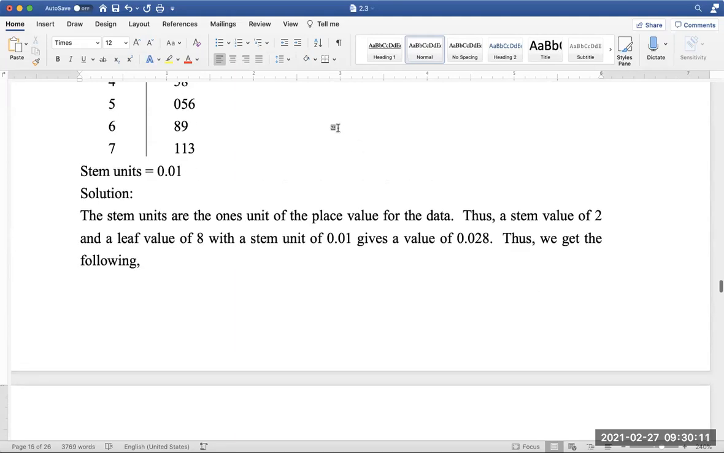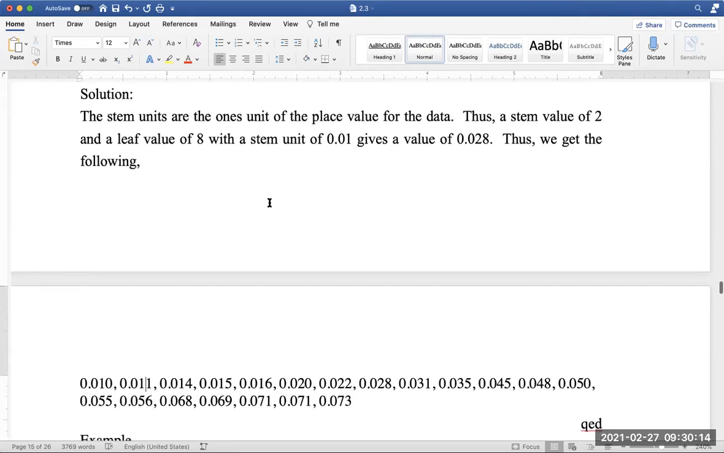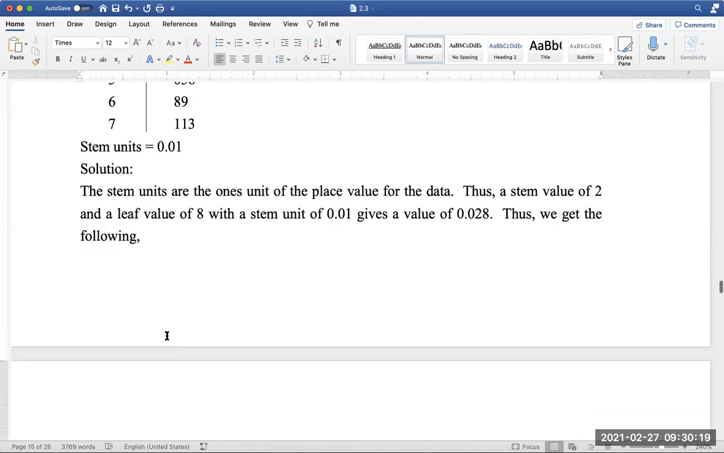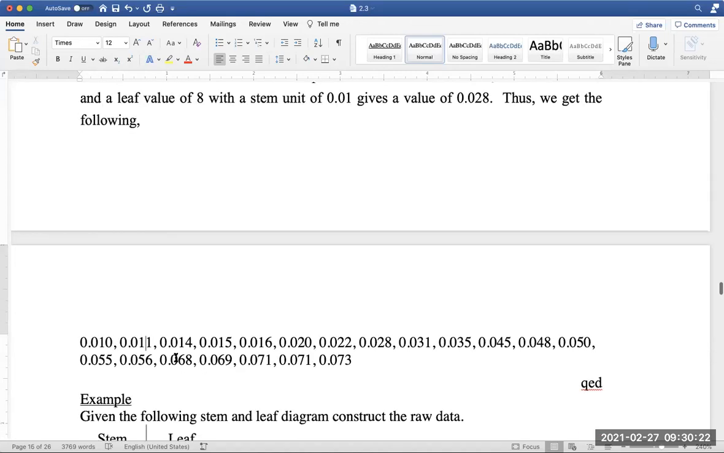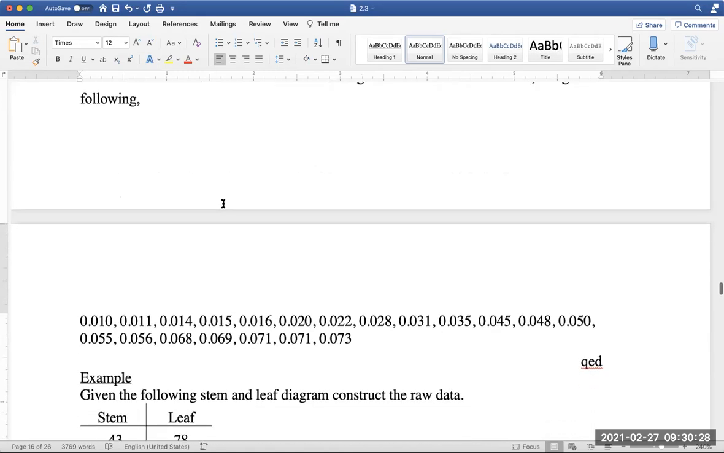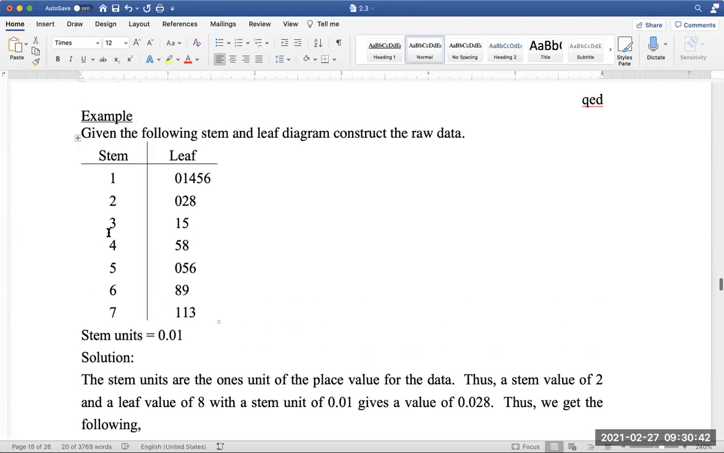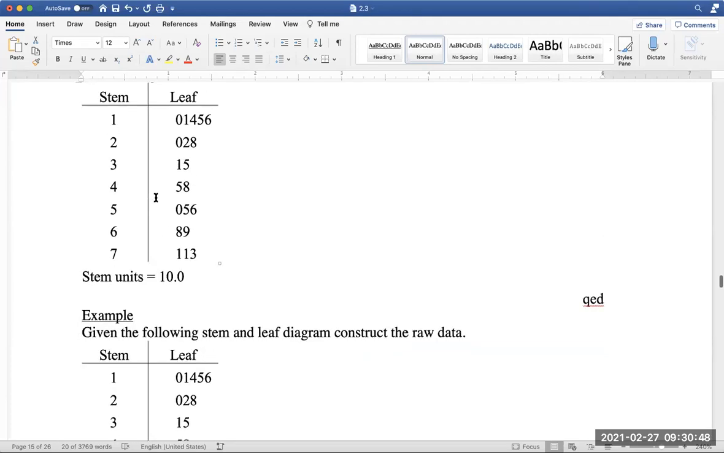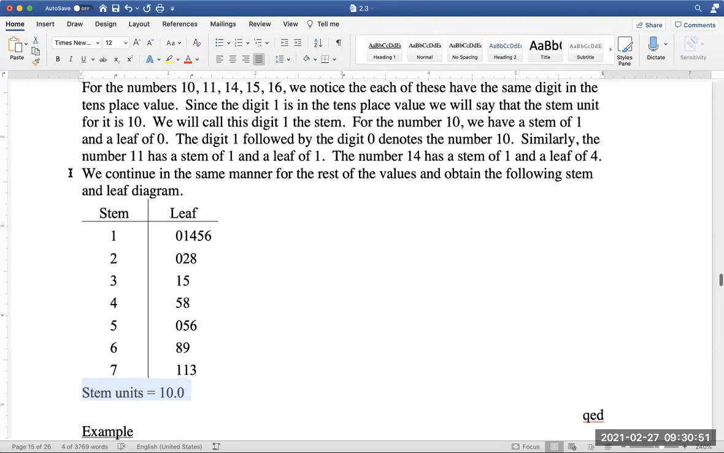Wait, I forgot the 5s. 0.50, 0.55, 0.56, and then 0.68, 0.69, and 0.71, 0.71, 0.73. And that is my raw data. Notice that the stem leaf diagram looked the same, but because the stem units were different, my raw data was different.